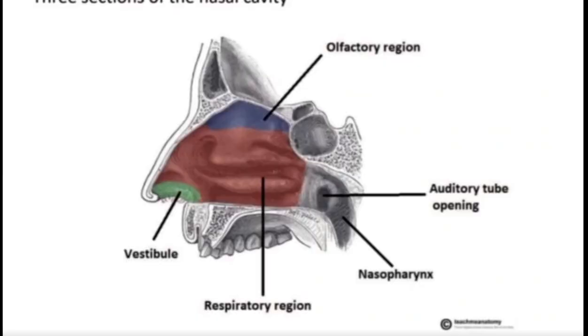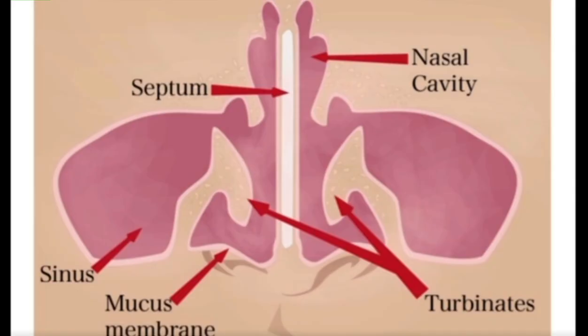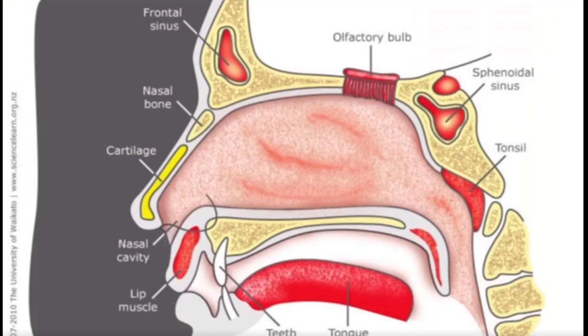Another function of the nose is olfaction. The nose detects odors through specialized receptors in the olfactory region. These receptors send signals to the brain, allowing us to identify different smells, like food. Next is nasal resistance. The nasal passages create resistance to airflow, regulated by structures like the turbinates. This resistance helps warm and filter the air before it reaches the lungs, ensuring that the air is clean and at the proper temperature.